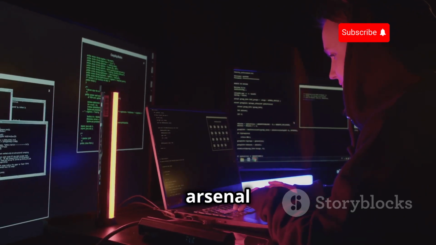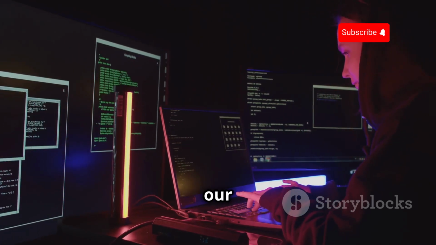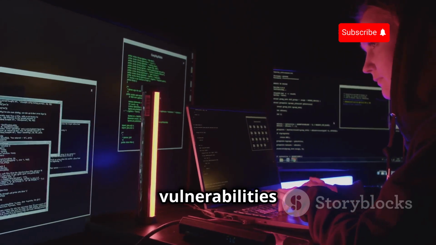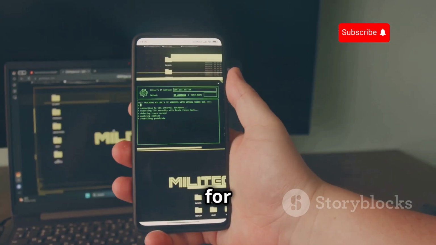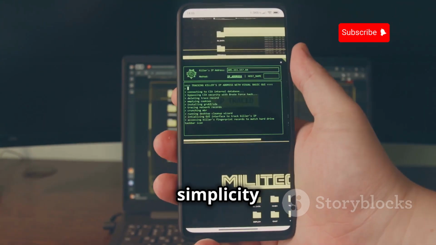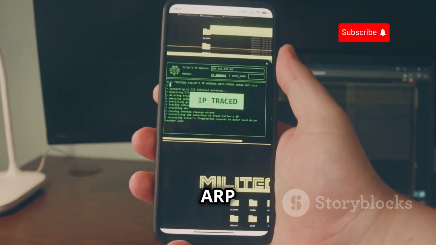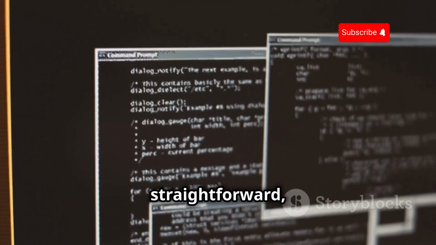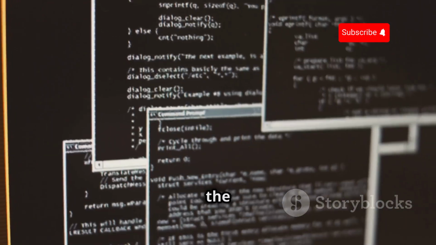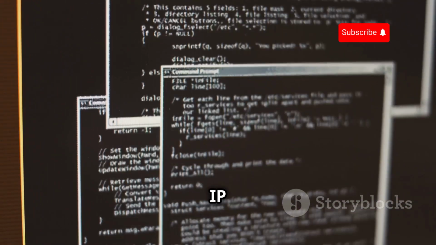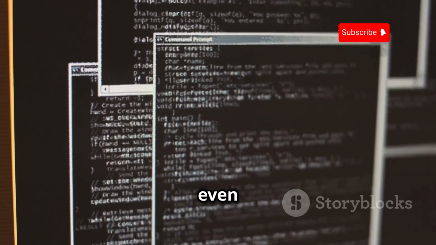With our Kali Linux arsenal prepped and ready, it's time to launch our ARP spoofing attack. This is a crucial step in understanding how network vulnerabilities can be exploited. Our weapon of choice for this demonstration is the ARP Spoof tool, a command line tool renowned for its simplicity and effectiveness in manipulating ARP traffic. It's a favorite among penetration testers and ethical hackers. The syntax for ARP Spoof is straightforward, requiring only a few key pieces of information: the network interface we'll be using for the attack, the IP address of our target device, and the IP address of the gateway. This makes it accessible even for beginners.